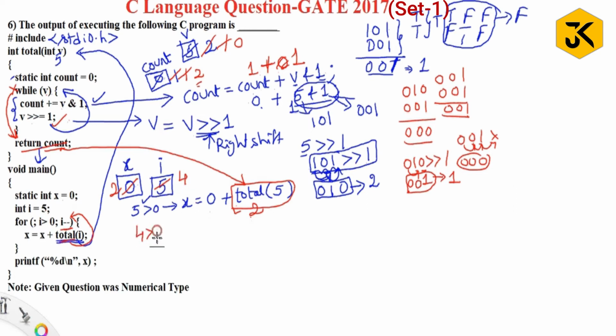Now 4 greater than 0. Yes. Then x equal to x plus total of I. x value is what? 2. 2 plus total of what? I. I means 4. Once again I am erasing everything. Once again I will clearly explain.